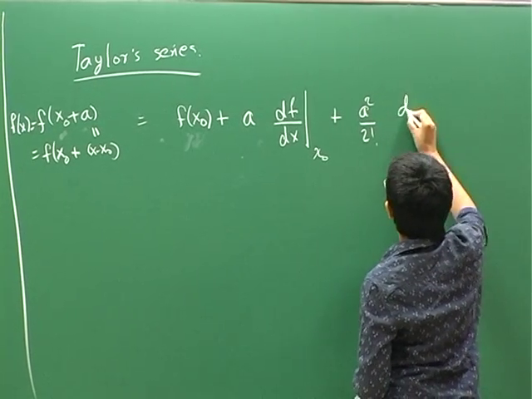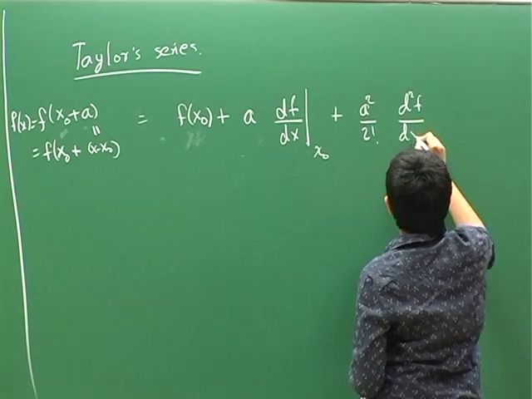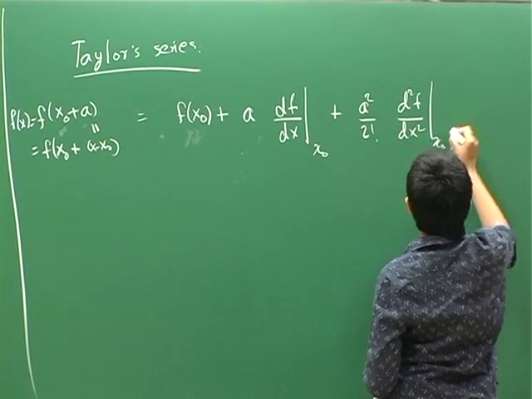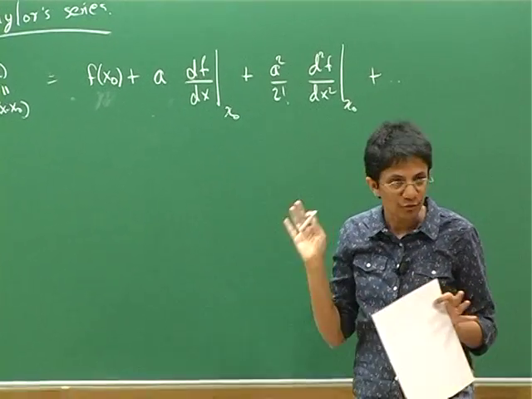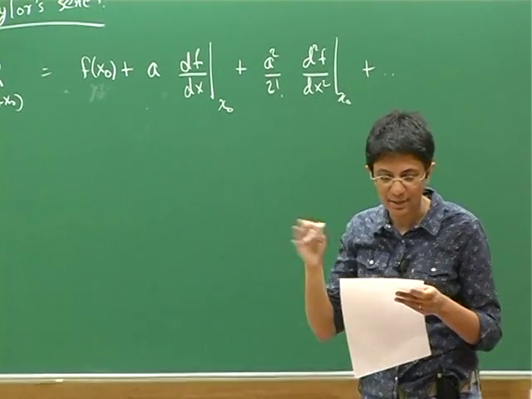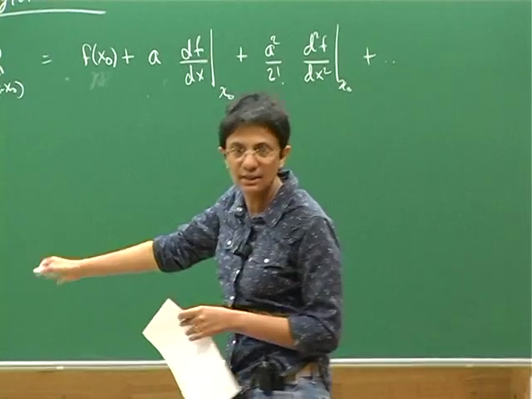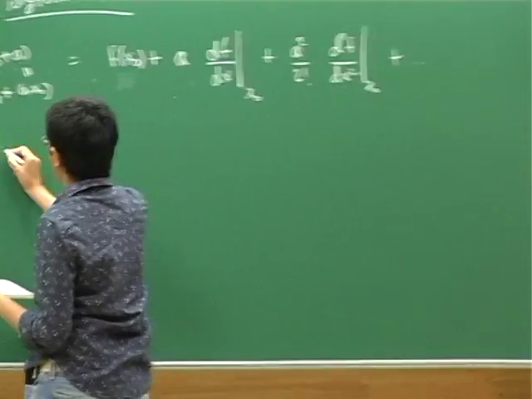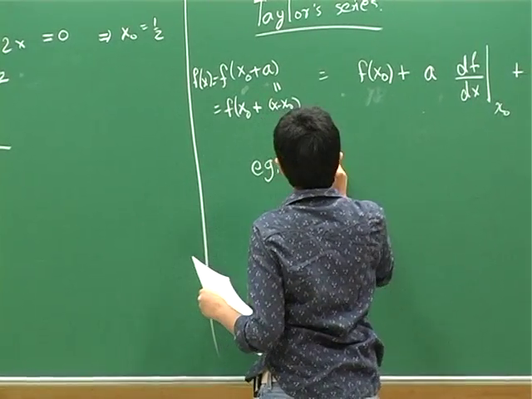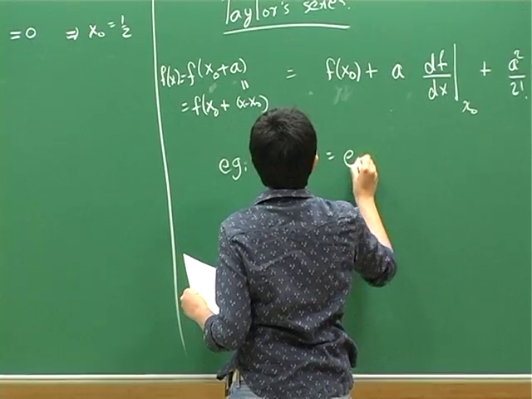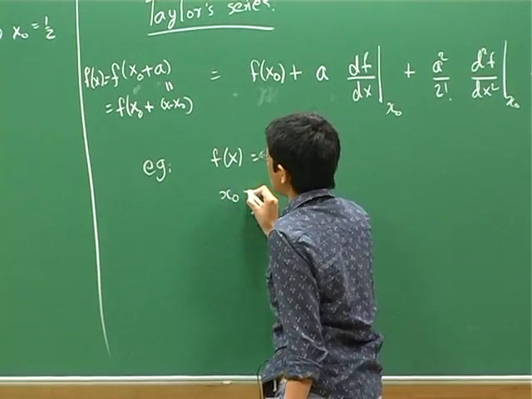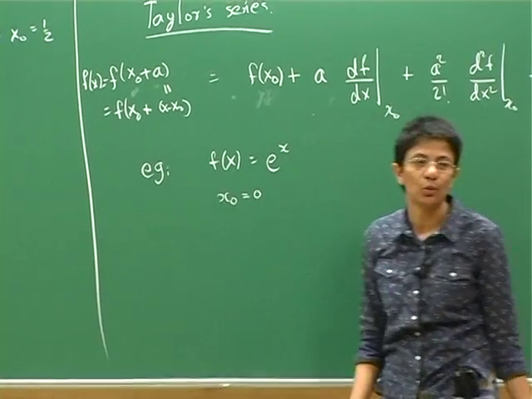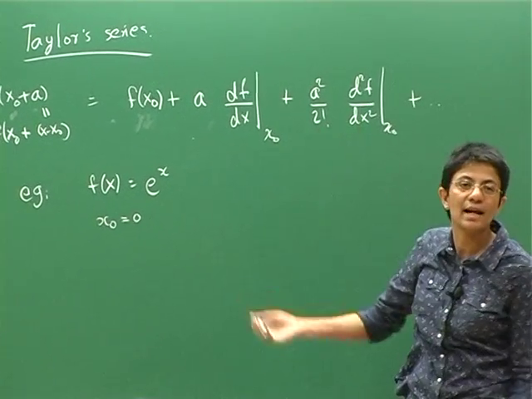I'll give you examples. This continues for many functions, not all functions. Let me give you an example. I'm just giving you the result. Let's just do some examples. Suppose I have the function e to the power x, and I want to expand it at x naught equal to 0. Can you plug it in and tell me what you find?